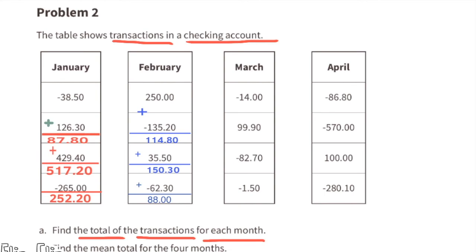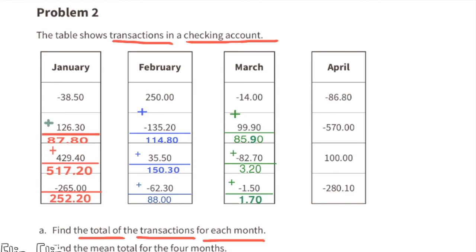Let's look at March. They start with a withdrawal of $14, followed by a deposit of $99.90, leaving a temporary balance of $85.90, another withdrawal of $82.70, leaving a temporary balance of just $3.20, and the last transaction was a withdrawal of $1.50, leaving the March balance at just $1.70. Last, let's look at the month of April.